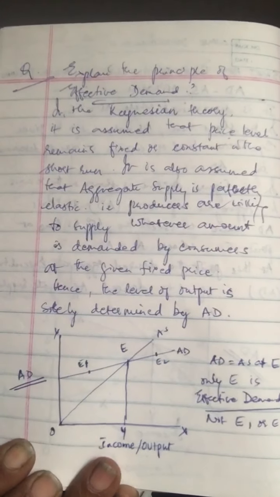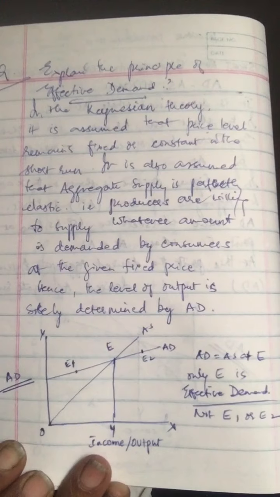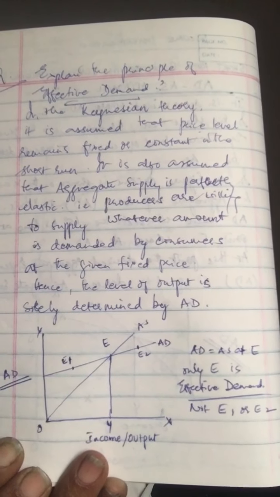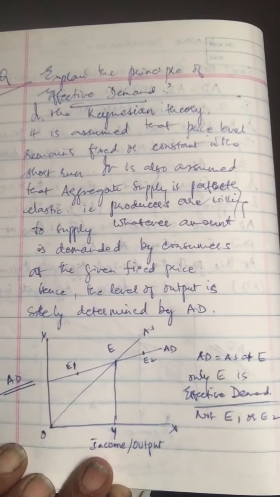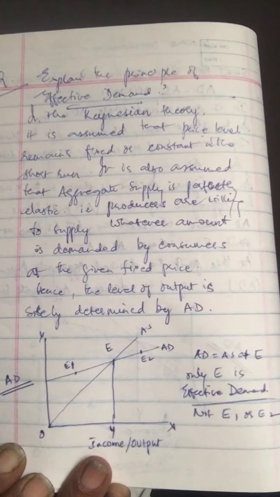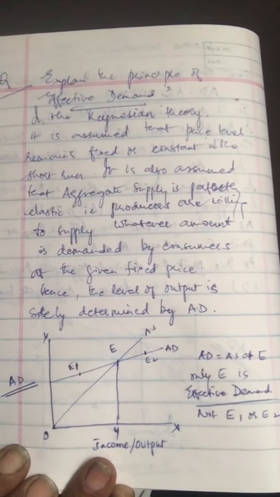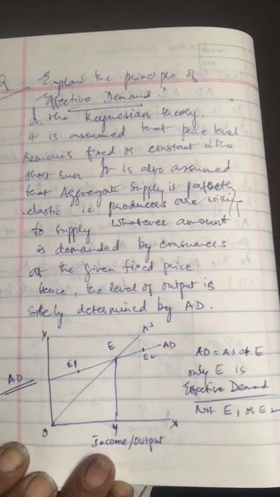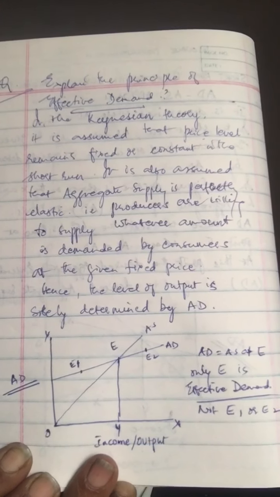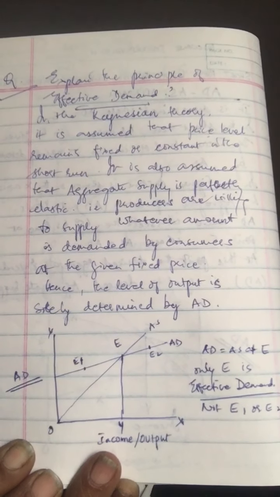Quickly, in the Keynesian theory, it is assumed that the price level remains fixed or constant in the short run. It is also assumed that the aggregate supply is perfectly elastic. That is, producers are willing to supply whatever amount is demanded by the consumers at the given fixed price. So when producers are willing to supply any quantity of output to consumers, the equilibrium level of output is solely determined by aggregate demand. So we call it the principle of effective demand. So E is effective demand.